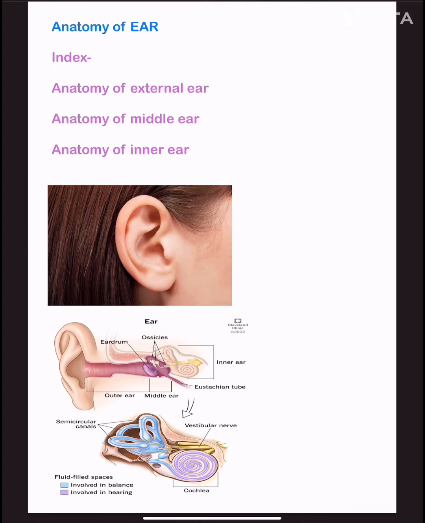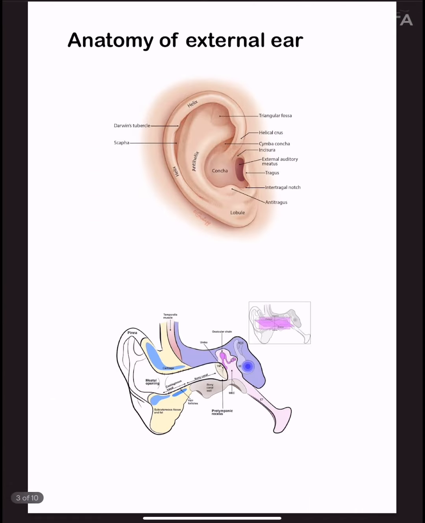Today's topic of choice is anatomy of ear. Here we'll be studying about anatomy of external ear, anatomy of middle ear and anatomy of inner ear. First we are going to start with anatomy of external ear.